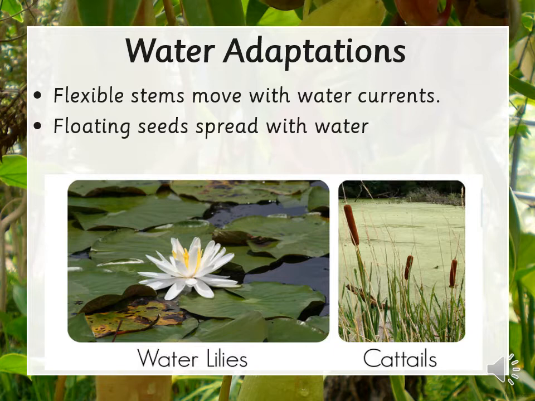These are two different types of aquatic plants, or plants found in water. In cattails, you can see the stems are very flexible. They can move with the water. In the case of water lilies, you can see the leaves are spread on the water surface. These leaves help to absorb the maximum amount of sunlight, and you can see the leaves have a waxy layer on them, so they do not get too wet.